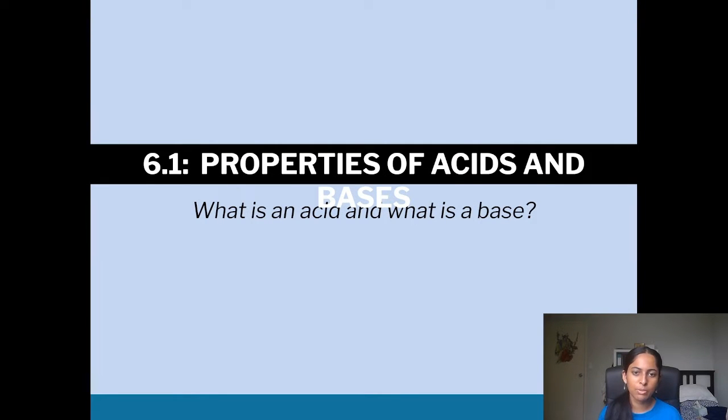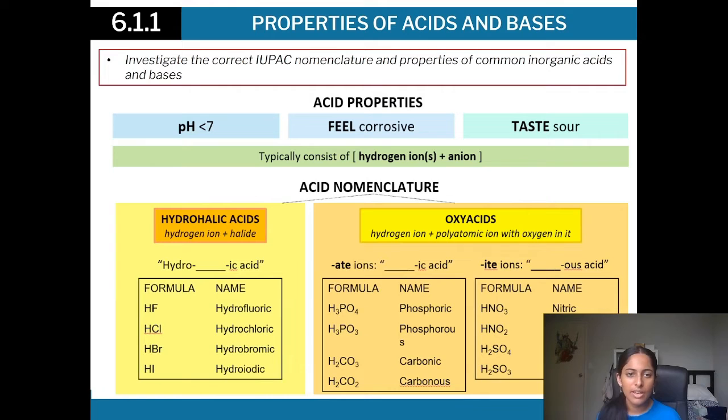So module 6 has properties of acids and bases, and it's pretty much just giving you the introduction of what is an acid and what is a base. In terms of acid properties, acids are corrosive, they have a pH of less than 7 and they taste sour. And here's also the naming of acids.